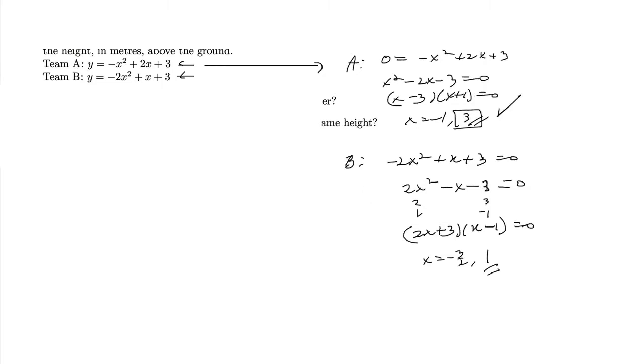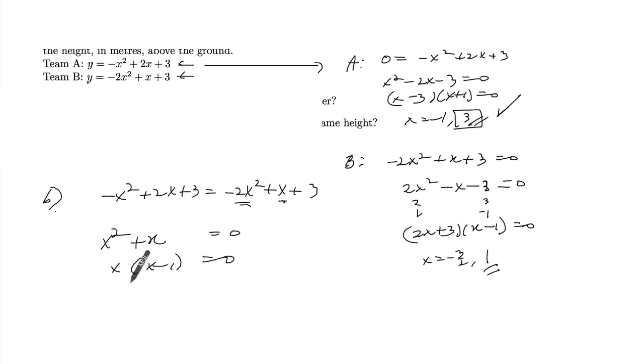Part B: at what horizontal distance are both marbles at the same height? Basically that means making the y's equal to each other. Same height, when does it happen? So let's make the two equations equal to each other. Let's bring this over to the left side by adding 2x squared to both sides. You get x squared. Subtract x from both sides, and you get 2x minus x, and the 3 cancels out.